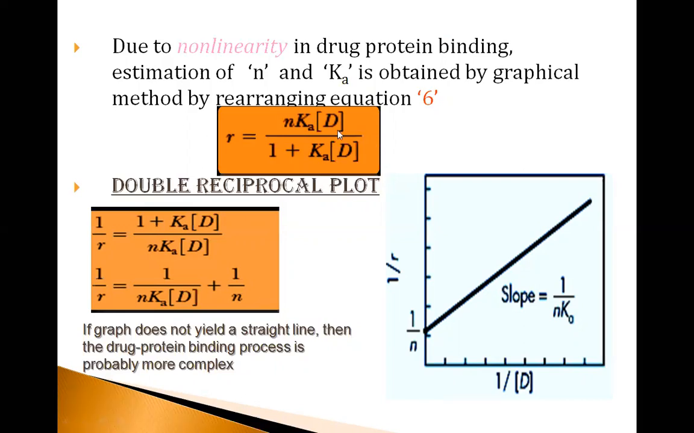I have already theoretically derived this equation. Now I want to convert it so that I can apply it practically. Please understand, the theoretical equation helps us to understand the process, but I may not be able to conveniently use it as such. So I simplify it for practical purposes, and that first method is called the double reciprocal plot method.